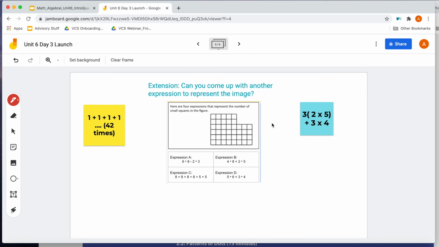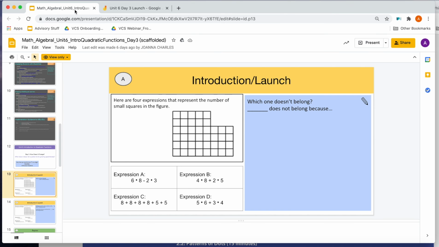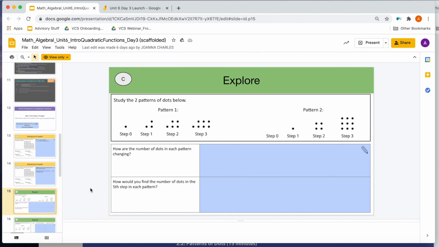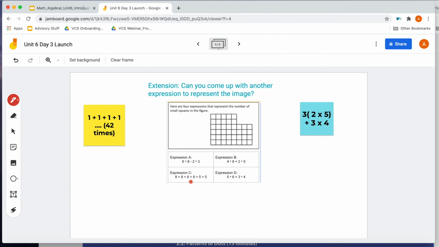Okay? And so after completing this warm-up, now we're going to transition into continuing to think about patterns and representing patterns and images using algebra, using mathematical language. And after that warm-up, you would then go ahead and transition into the explore activity for today, where now we're seeing a pattern, we're representing it, and we'll continue to think about how to represent that pattern numerically.